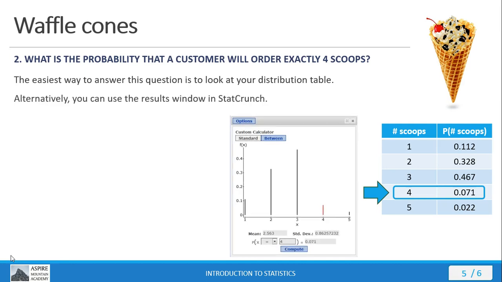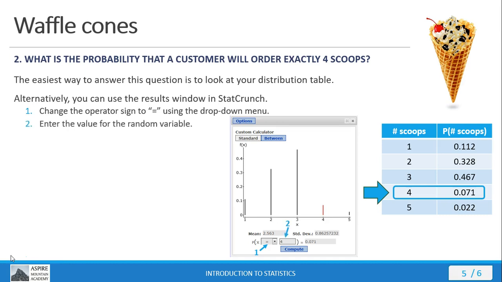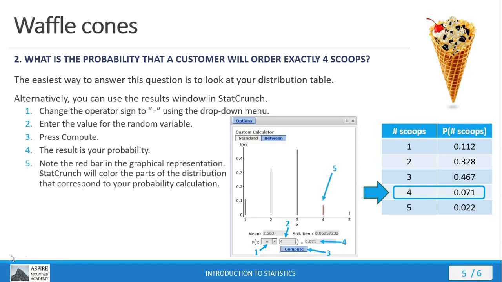Now, the other way to work this is if you have your data there in StatCrunch, you can use the custom calculator feature to calculate the same thing, and it's just going to give you the same number as you see here in the window. So you have to first change that operator sign to equals. You put the 4 in for the random variable, and then hit compute, and then out comes your probability, which of course is the same number you see there in the table.